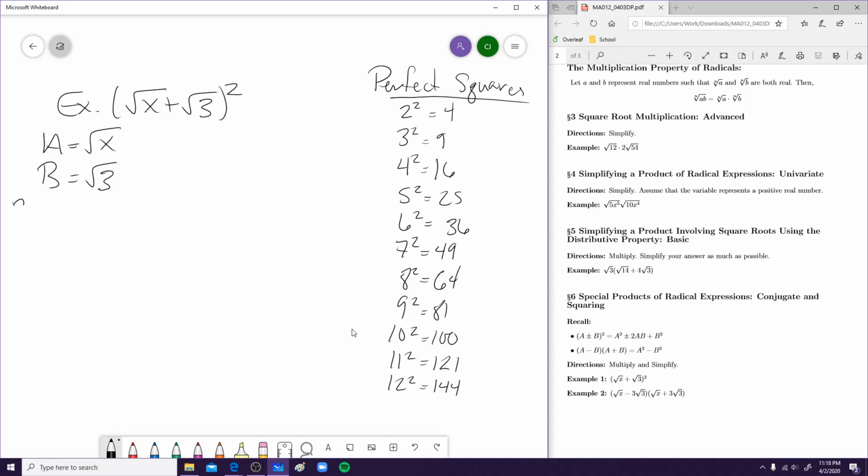Right? And then what is 2ab? 2ab would be 2 times, getting ahead of myself. Let's just apply the formula and we'll talk about it. Right? So what do I know about the perfect square trinomial? I know that equals a squared plus, since there's a plus here, it's going to be plus 2ab plus b squared. So I'm going to take the square root of x and I'm going to square it, plus 2 and then a, b plus b squared. So the square root of 3 squared.